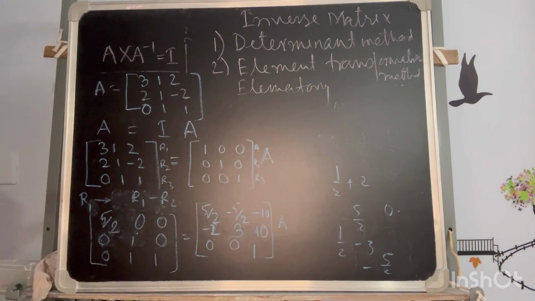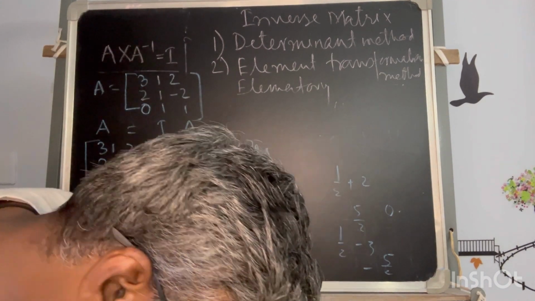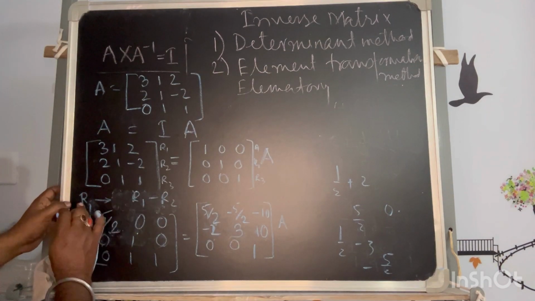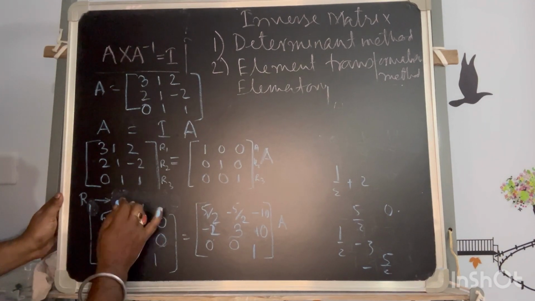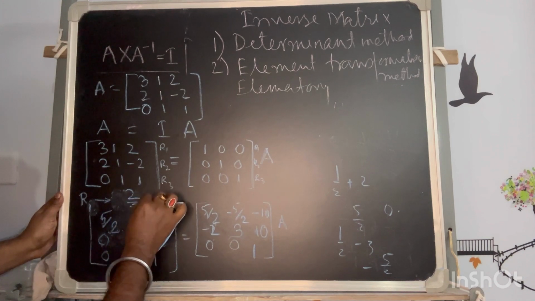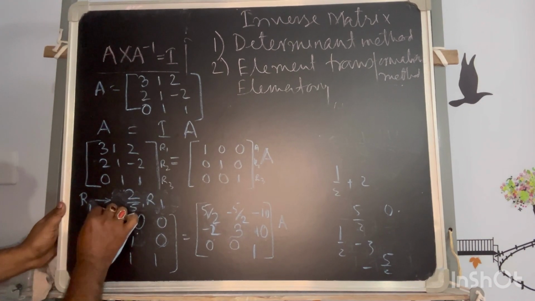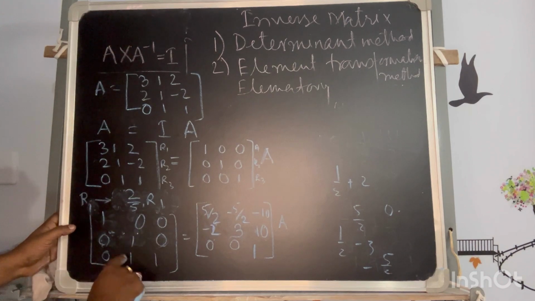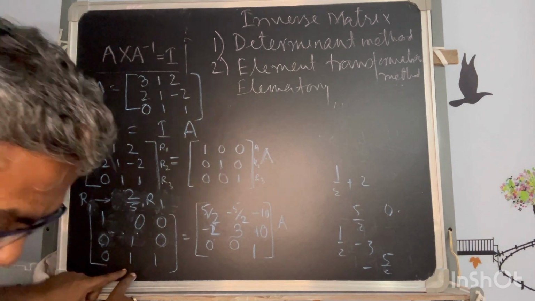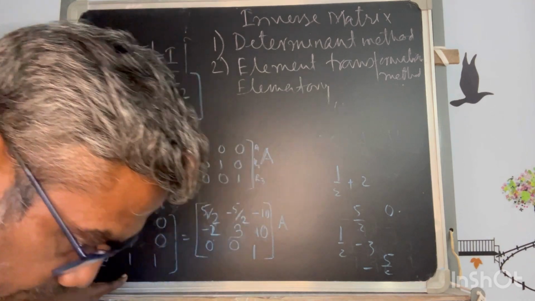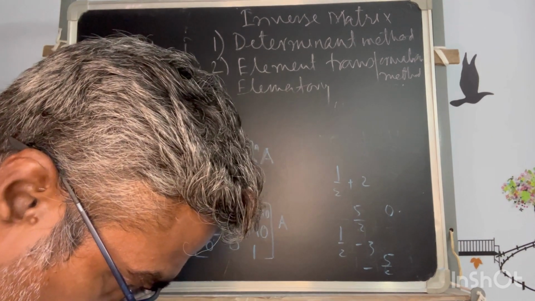Okay, so now the next operation is R1 becomes R1 into 2 by 5. So R1 is transformed, I am multiplying it by 2 by 5 to make it 1. So this will become 1. So you can see the things has changed, no, still it is there.